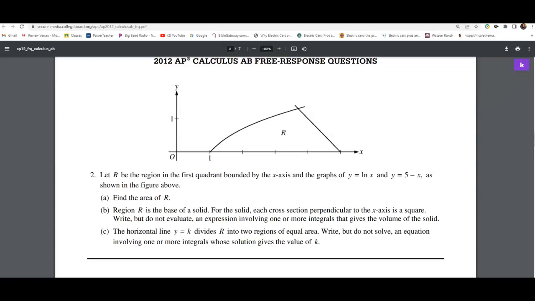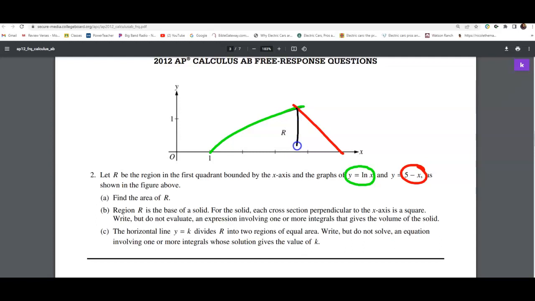It's a calculator-based question, so you could use your calculators to figure this out too, but I think it's kind of obvious. This is the ln function because it's curving, whereas this is the 5 minus x function because it's straight. If I wanted to find the area of that region, there's actually two ways to do it. We haven't learned the second way, but we learned one way.